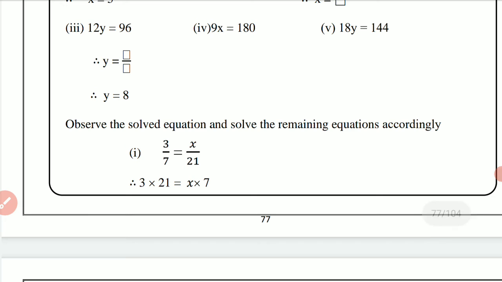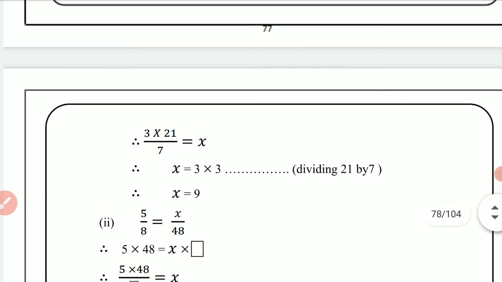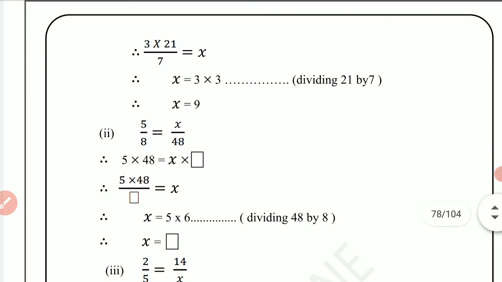Here some different questions are given to you. 3 upon 7 is equal to x upon 21. Here you have to cross multiply, that is 3 into 21 is equal to x into 7, and here x is equal to 9.